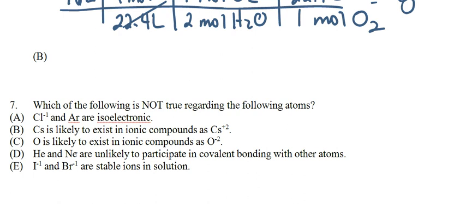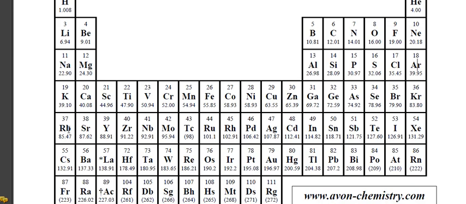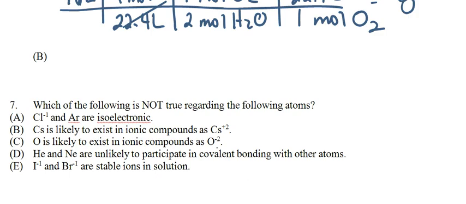Alright, B. Cesium is likely to exist in an ionic compound as a cesium +2 ion. Well, since cesium's right here, it only has 1 valence electron. So it will lose 1 electron and it'll be isoelectronic with xenon. This statement is absolutely false. There is no way that cesium can exist as a +2 charge. Now, just because that's our wrong answer, let's make sure that we can prove the other ones.